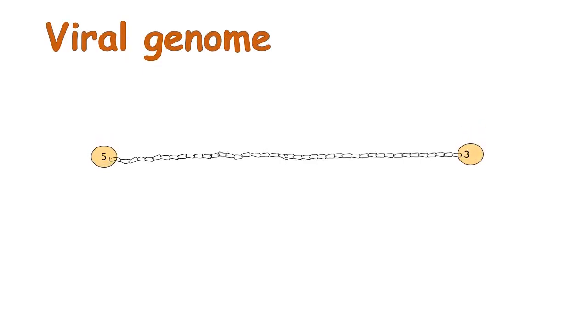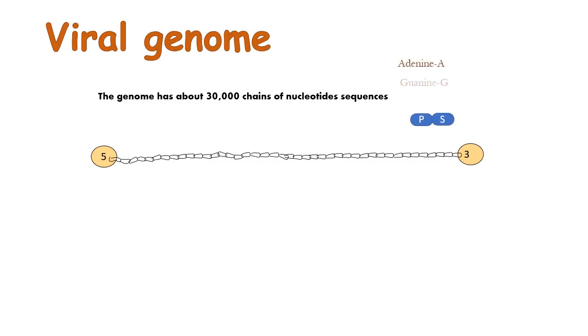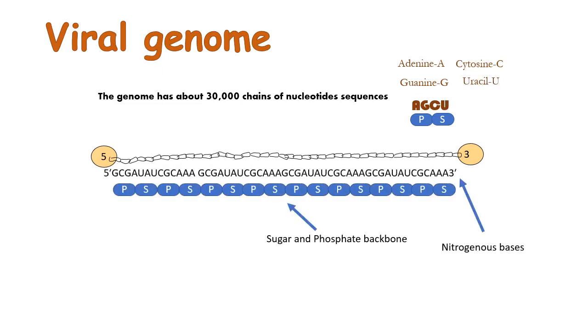The genome consists of about 30,000 chains of nucleotide sequences, which include a phosphate group, a 5-carbon sugar, and a nitrogenous base of adenine, guanine, cytosine and uracil, represented by the alphabets A, G, C, and U. The sugar-phosphate groups serve as a backbone for the nitrogenous bases.